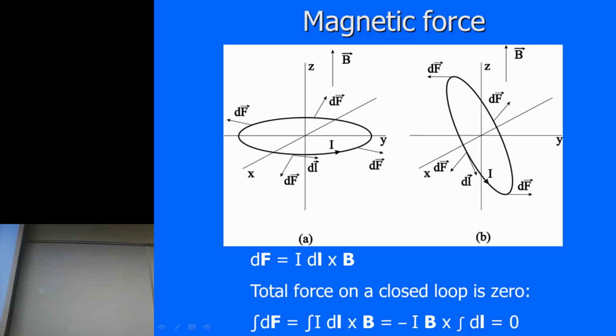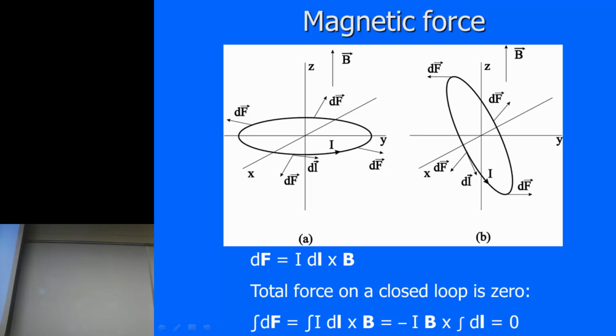Once you write that down, then of course you can calculate the total force on a closed loop. You just do the integral. If you have a constant B field, then you just pull it outside your integral. Then you get a minus sign just because I switch the cross product. And then you integrate dL over the entire loop. That of course gives you 0, so the whole thing becomes 0. So the total force on a closed loop is 0.